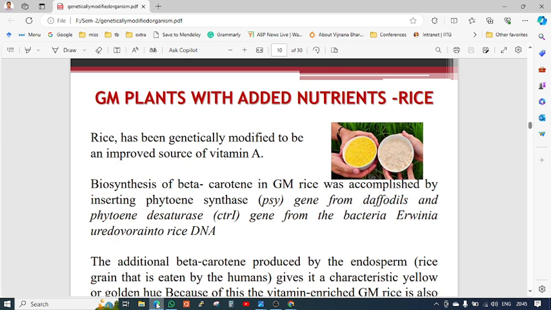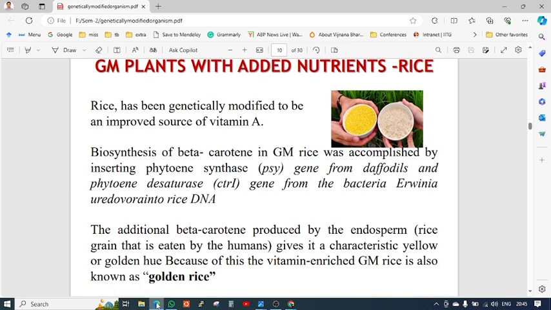Again, another example is rice. GM plants with added nutrients, such as rice. Rice has been genetically modified into an improved source of vitamin A. Biosynthesis of beta carotene in rice was accomplished by inserting the phytoene synthase PSY gene from daffodil and the phytoene desaturase CRTI gene from the bacterium Erwinia uredovora into rice DNA. You do not need to remember all these things, but just remember one example, which is called vitamin A enriched rice.